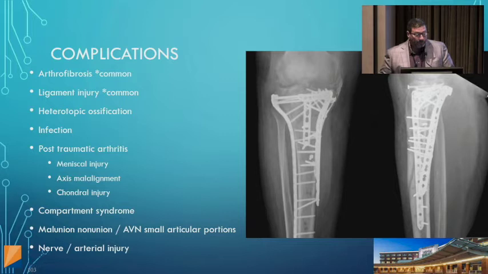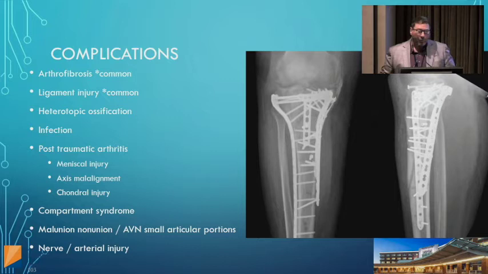So the most common complication of treating these injuries is arthrofibrosis, or a stiff knee. The more complicated the fracture, the less likely someone will get full range of motion, so we want them to get functional range of motion. In other words, we want them to get range of motion that allows them to do the things that they want to do.